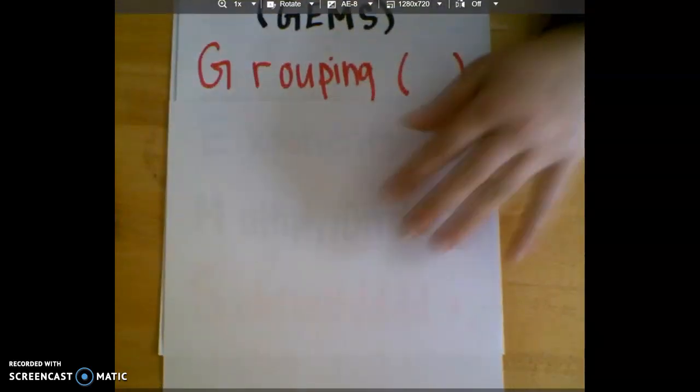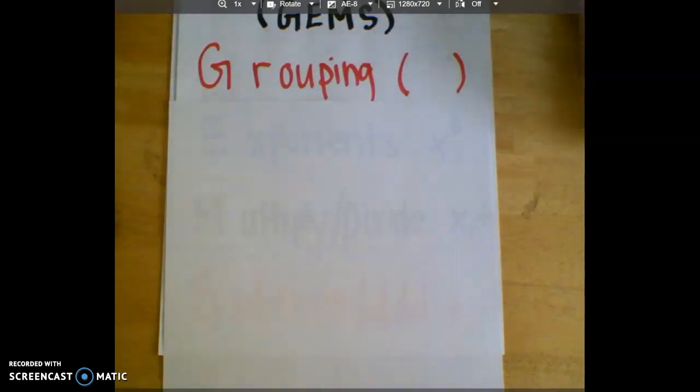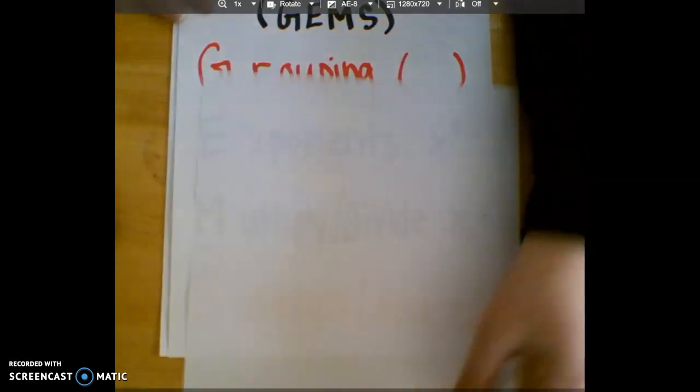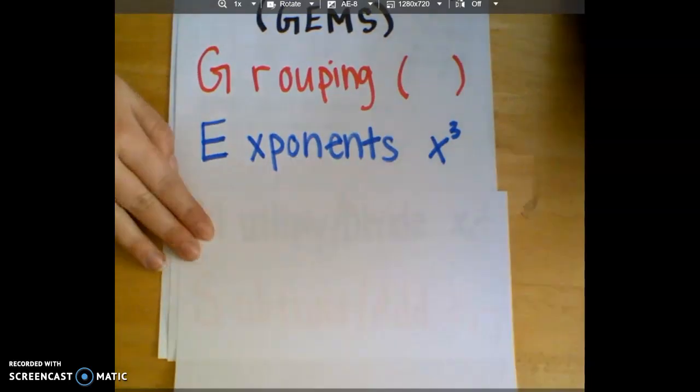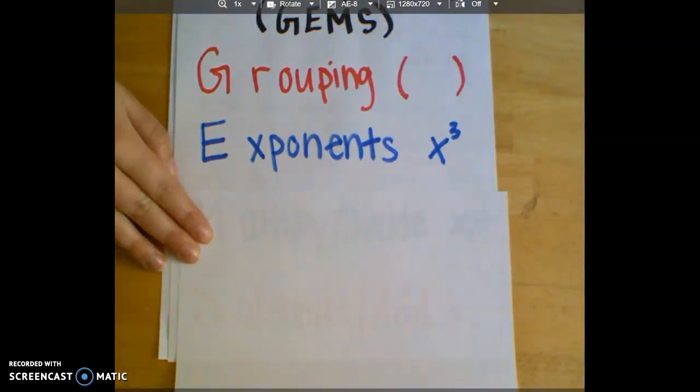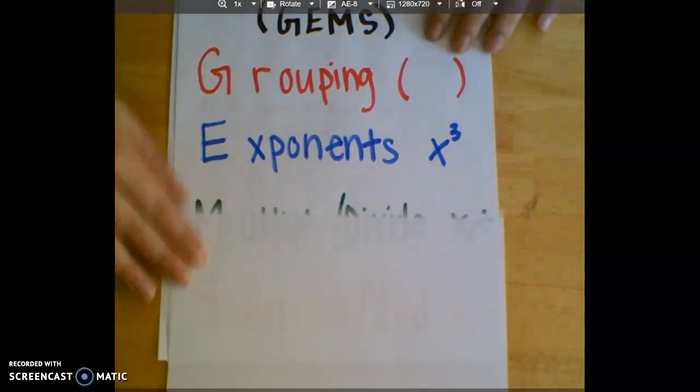So our first thing we're going to do is grouping. That means any parentheses that you see, you are going to solve that problem first. Next is exponents. So when you look at exponents, those are those numbers, x to the 3, x to the 2, 5 to the 4, whatever it might be. That would be your next thing that you are going to solve.